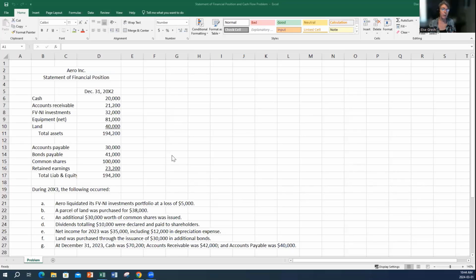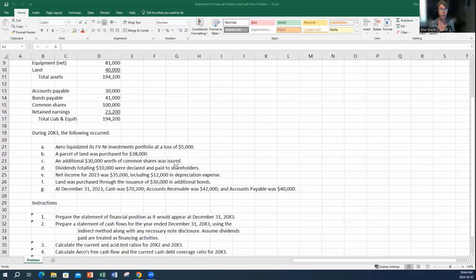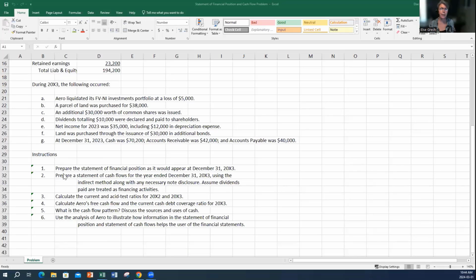So we've got a question here where we're going to solve for the statement of financial position, but we're also going to then complete the statement of cash flows. We've got a bunch of requireds here, but let's get started on one. Prepare the statement of financial position as it would appear at December 31st, 20X3.